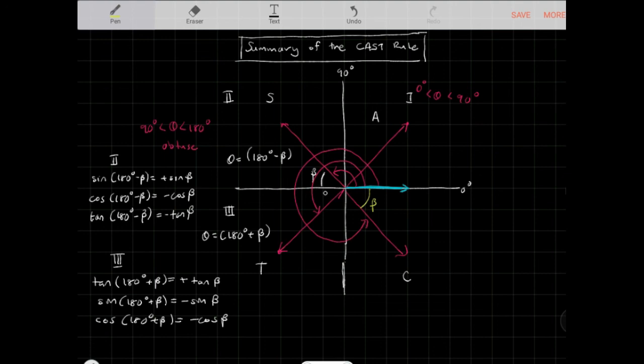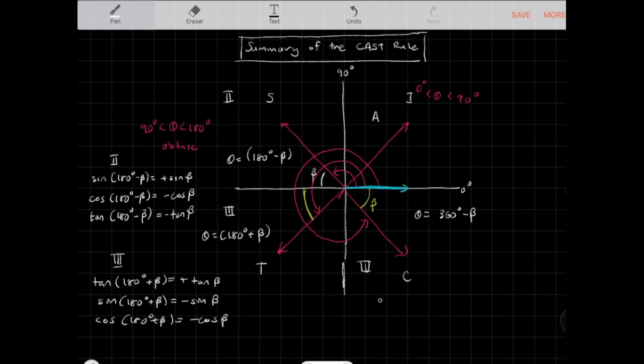I think I forgot to mention, when you draw the related acute angle, you always have to have an x-axis. It doesn't have to be positive. So in this case, our modifier for finding theta is theta equal to 360 degrees minus beta. That's our modifier for quadrant 4, and we found that only cosine is positive.